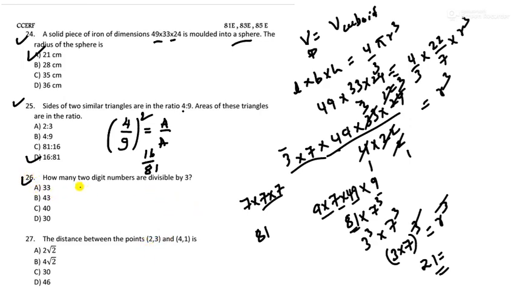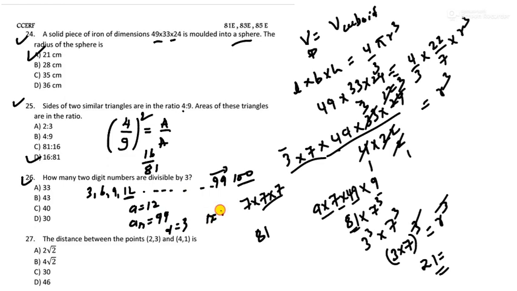Next, question number 26. How many two-digit numbers are divisible by 3? Two digit. So if you write the table of 3: 3, 6, 9, 12. Okay, so two digit starts here and it will end till 99, because 100 is a three digit number, so it will end up to 99. So first term is 12, last term is 99. Okay, and d is 3. So you have to find the value of n.